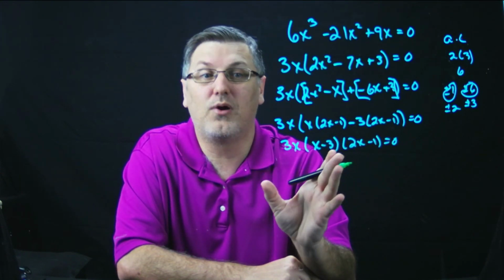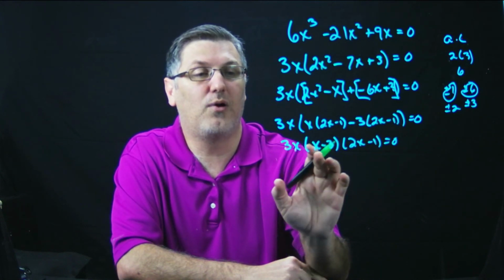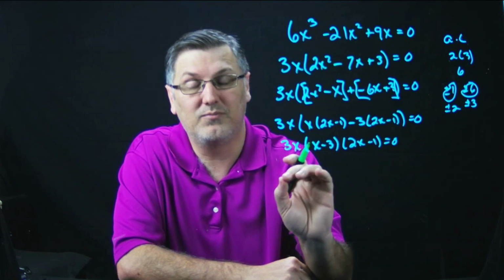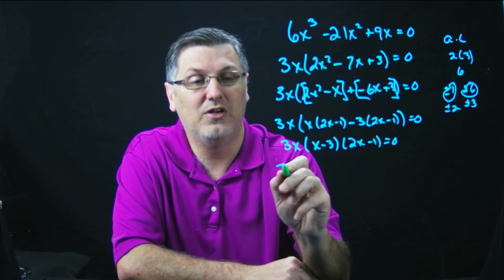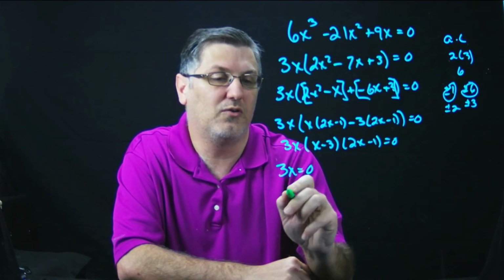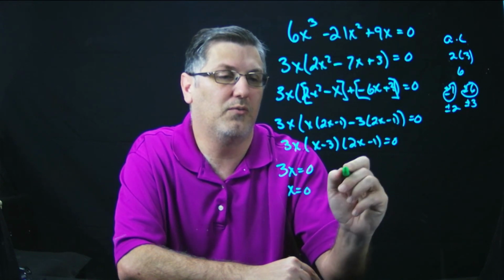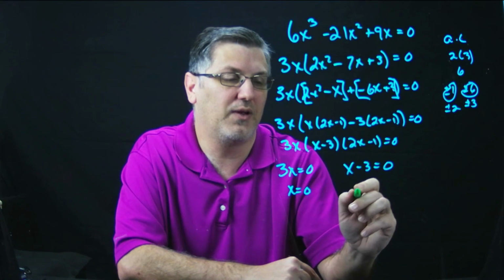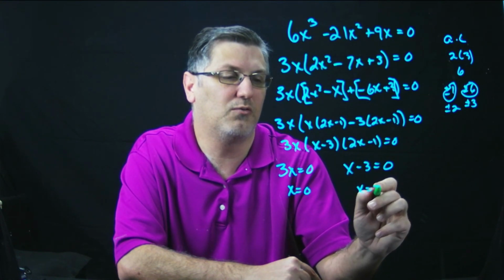Now we use the zero product property. We set each factor equal to 0. So we get 3x equals 0. In this case, x is going to equal 0. x minus 3 equals 0. And here, by simply adding 3 to both sides, we see that x equals 3.